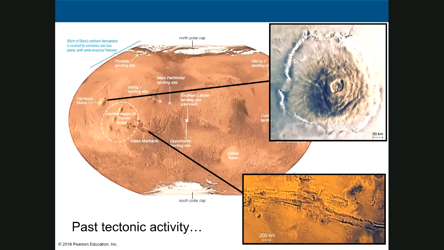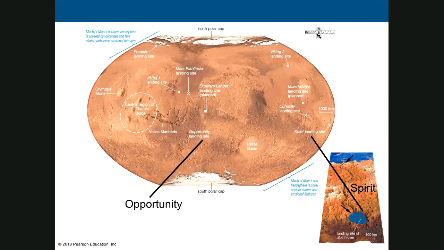So we can see some evidence of past tectonic activity, these large looking fault lines that are here. But again, once a planet geologically passes away, there's no more earthquakes or tectonic shifts. So there's just more pictures.